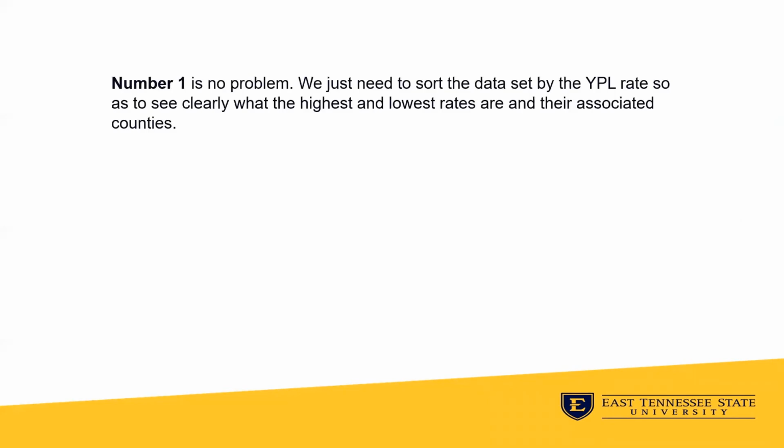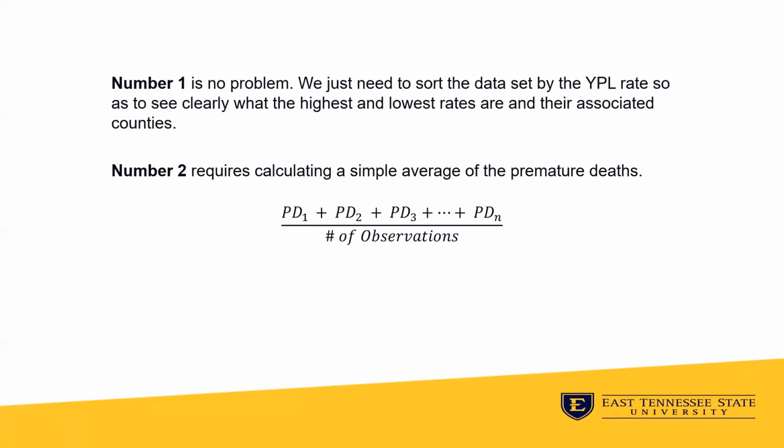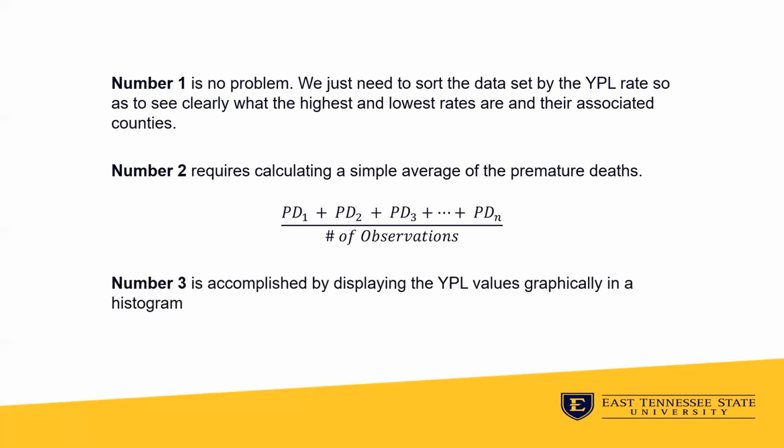The first question is fairly straightforward, but provides some important information about the counties in our data set. We just need to sort the data so we can visually see which counties have the highest and lowest YPL. The second question requires the calculation of an average YPL using the formula presented here, in which we sum up the YPL values for each county and divide by the number of counties. The third question of how the distribution of YPL looks across the counties is accomplished by displaying the data graphically to see where the YPL rates cluster and how frequent are the higher and lower rates.